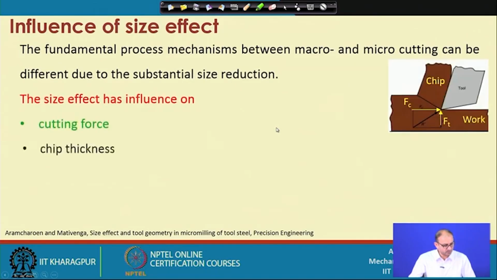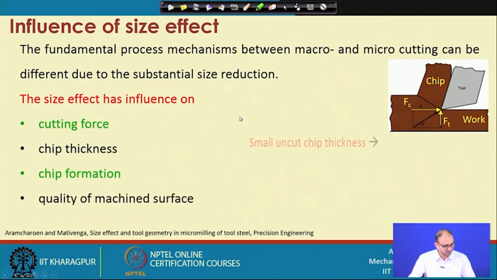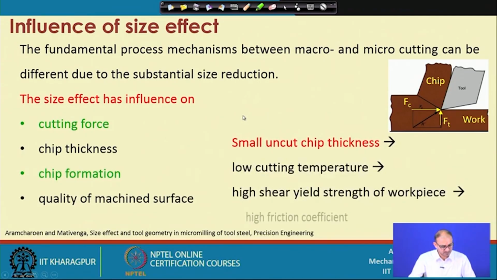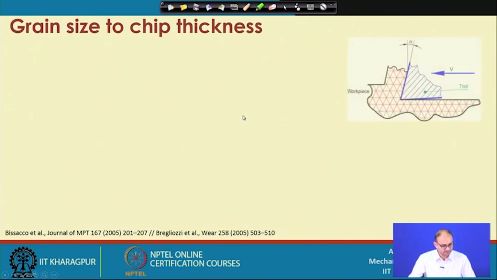And forces are also an important thing, because forces will create a problem when you cut a material at the micro scale, along with chip thickness and chip formation, and this thing we had discussed.